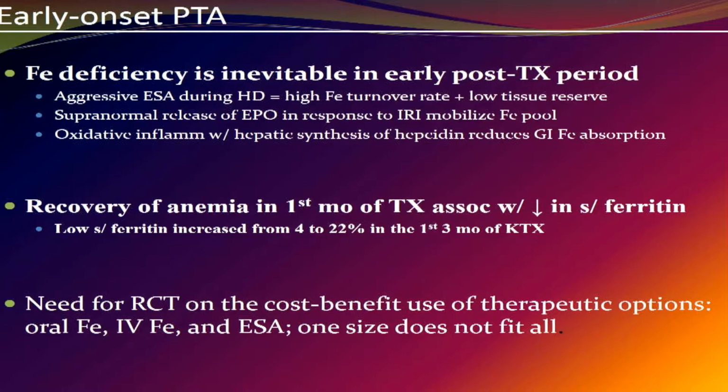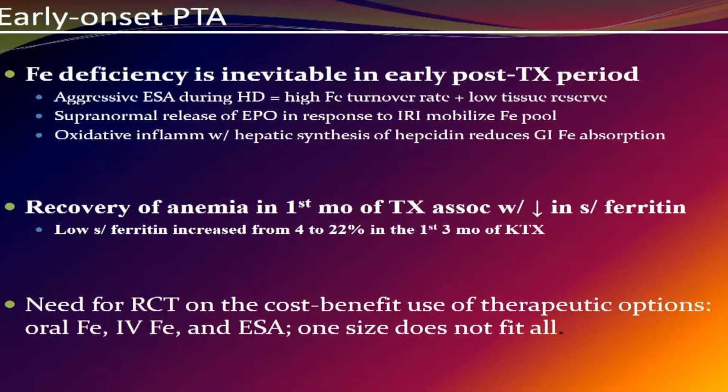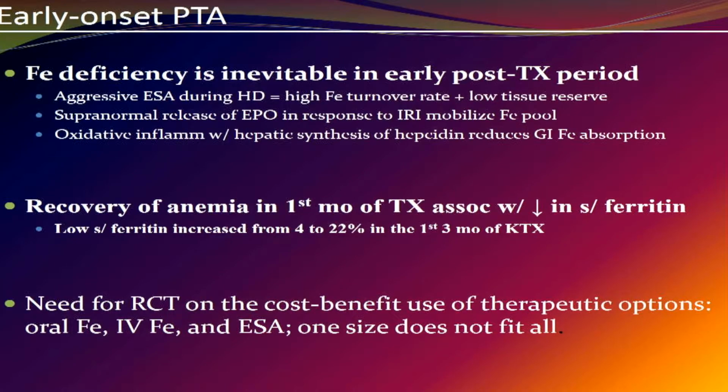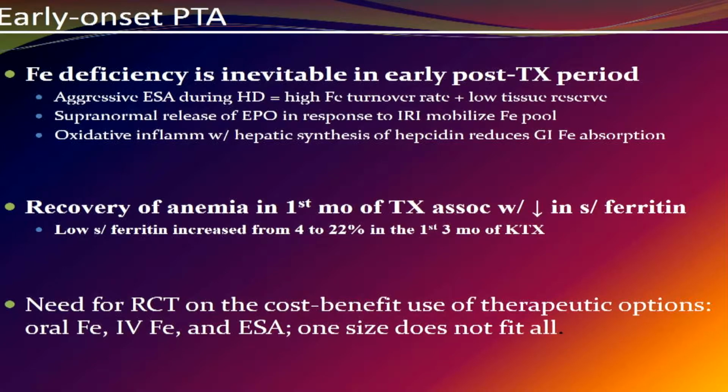There is also mandatory oxidative inflammation around this time of the transplant, which results in hepatic synthesis of hepcidin. And hepcidin, we know, will reduce GI absorption because of a block in ferroportin. So recovery of anemia in the first month of transplant is invariably associated with progressive decline in serum ferritin. In fact, if you look in one study at least, low serum ferritin invariably increased from about 4 to 22% in the first 3 months of a kidney transplant.